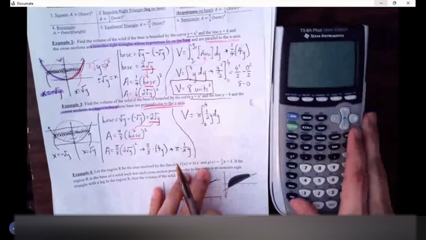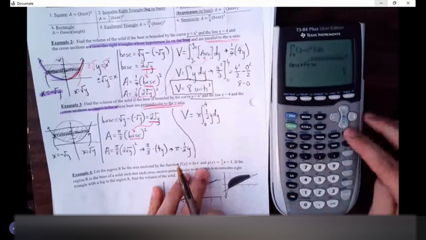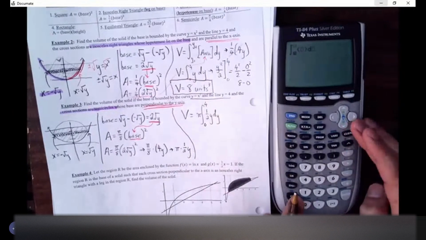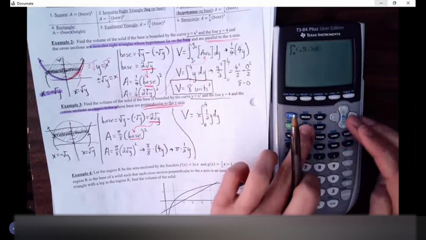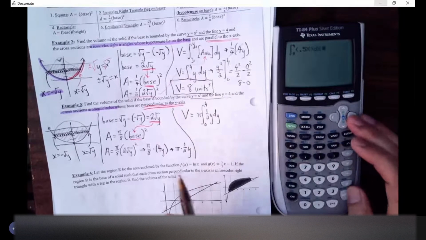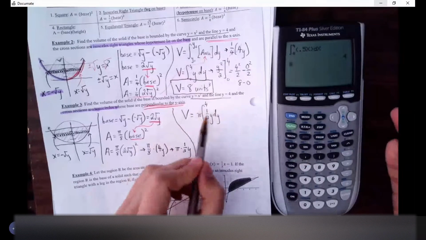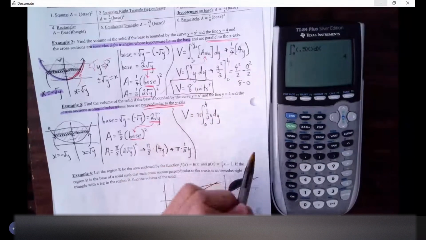Okay, so I'm going to enter this in the calculator, leave pi out of it. .5x. I get 4, that's my volume. I'm going to attach pi just like how I did with disk and washer method.